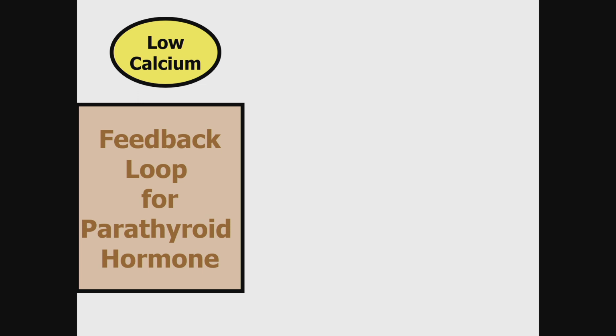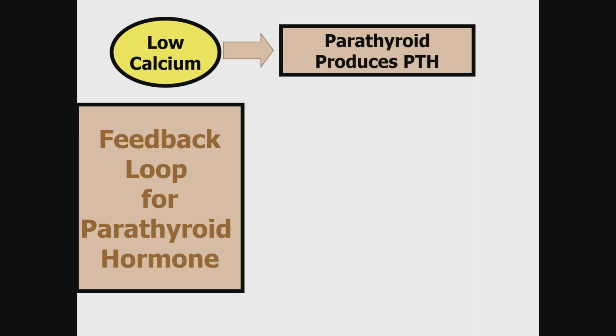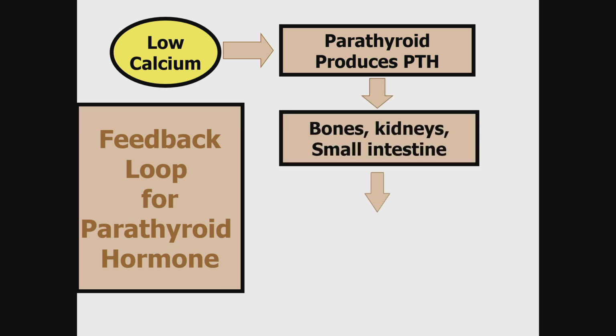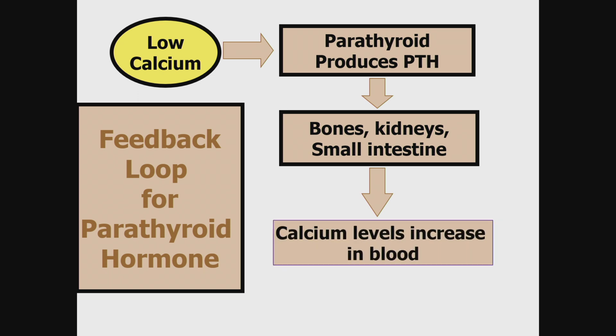Parathyroid hormone is stimulated by low calcium in the blood. The parathyroid gland produces PTH, which goes to the bones, kidneys, and small intestine to increase calcium levels in the blood.